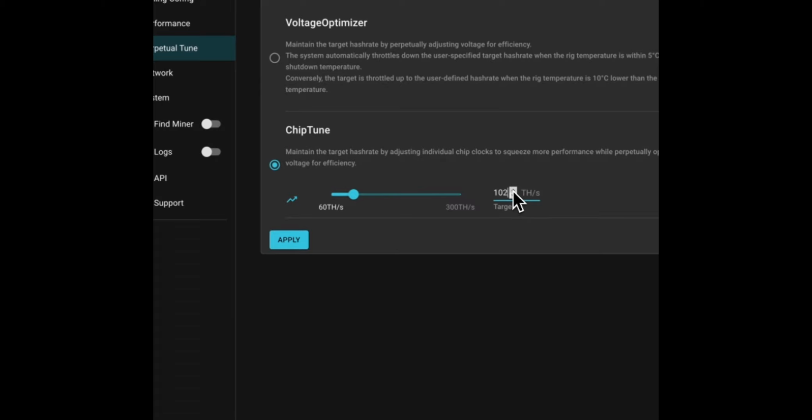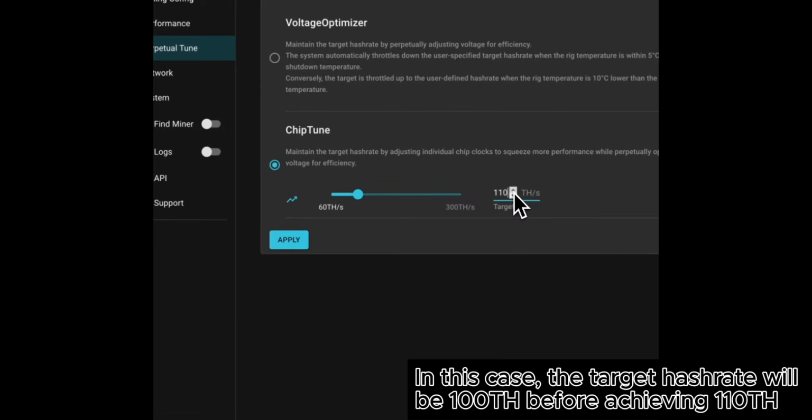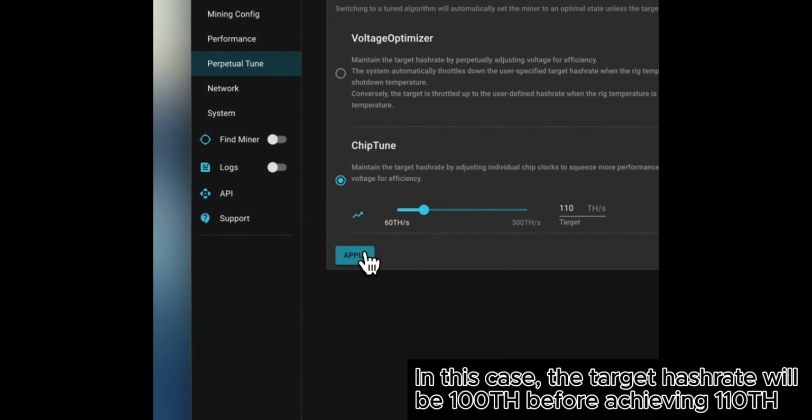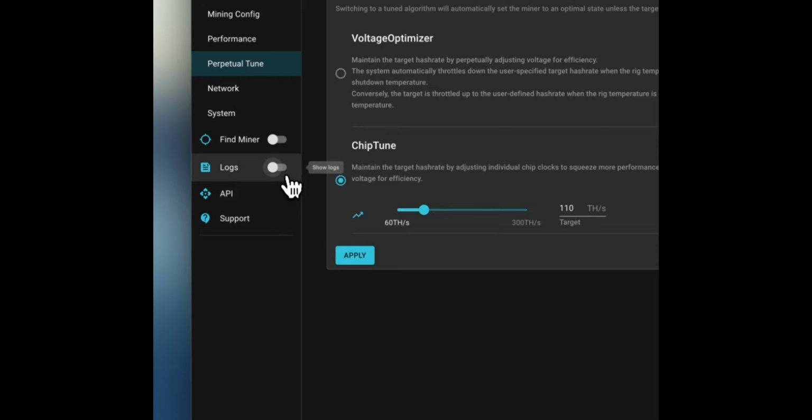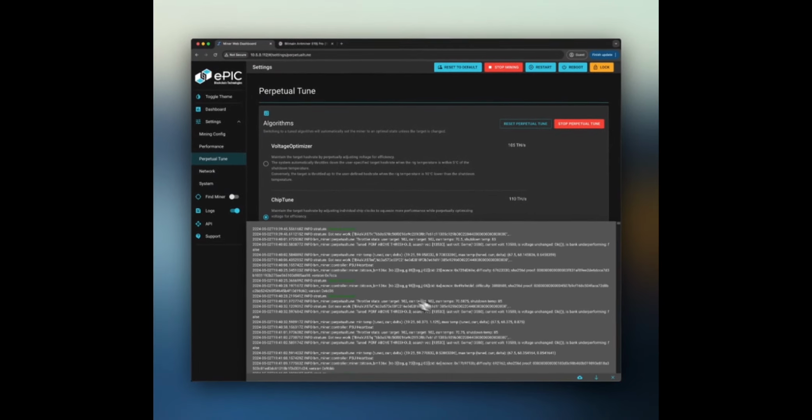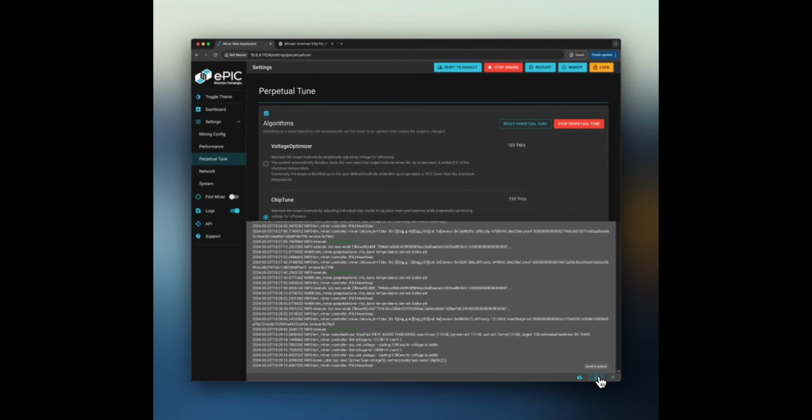Let's go ahead and put in some numbers. I'm going to set my target hash rate to 110, then click Apply. The miner will begin adjusting the chip clocks on each hashboard, starting from higher clocks and gradually reducing them. It will then set the voltage high and drop.